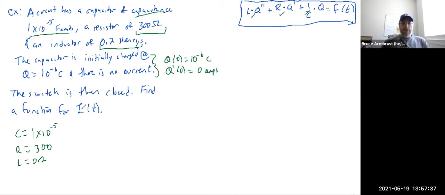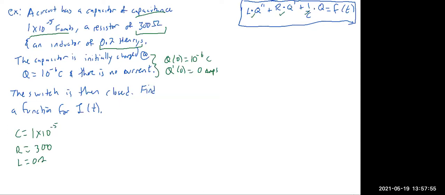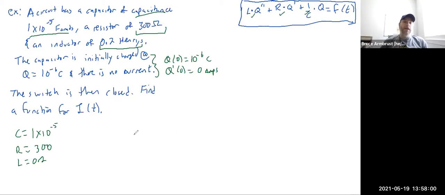Right, so it says the switch is closed, and then find the function for the current. Okay, cool. But what about f of t? What's the f of t here? I'm thinking it's 0 since the switch is closed. Okay, it's 0, but not because the switch is closed, but because there is no power source. We're not attached to a battery. We're not plugged into the wall or anything.